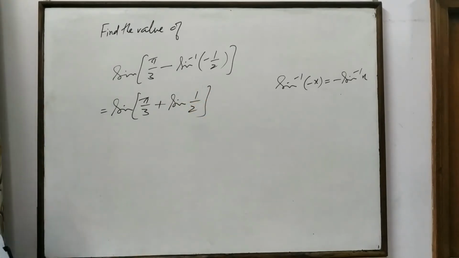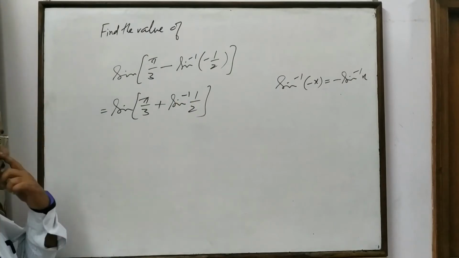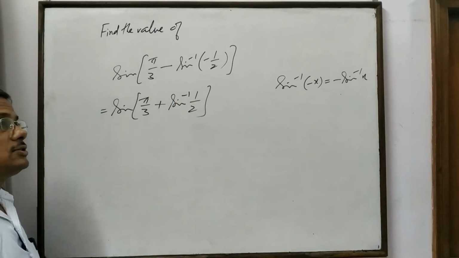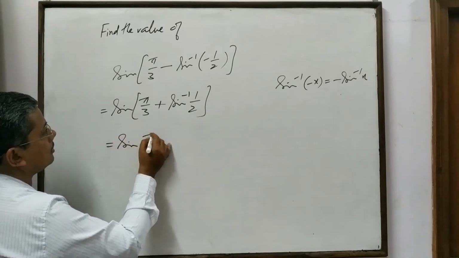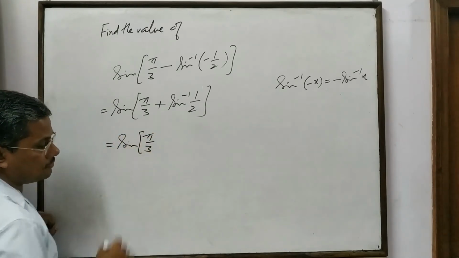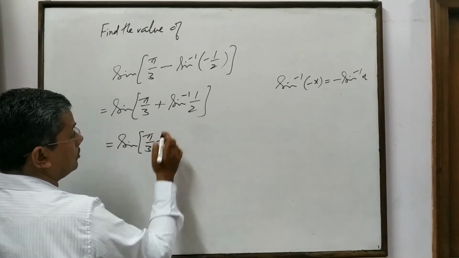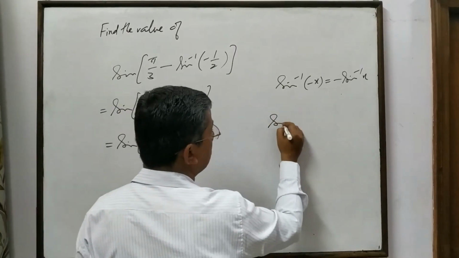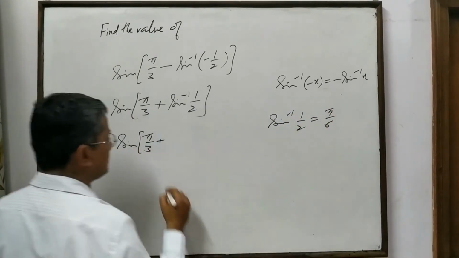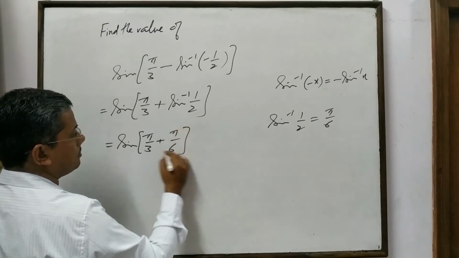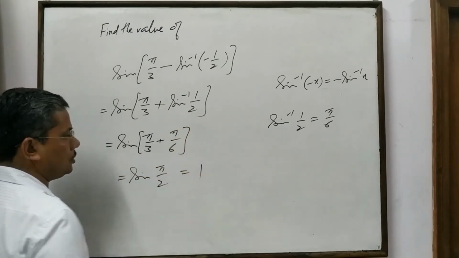Now sine inverse half कब होता है? तो sine half कब होता है? 60 डिग्री पे. Sorry, sine half 30 डिग्री पे होता है. So sine inverse half is equal to pi by 6. So pi by 3 plus pi by 6. Sine of pi by 2 is equal to 1.